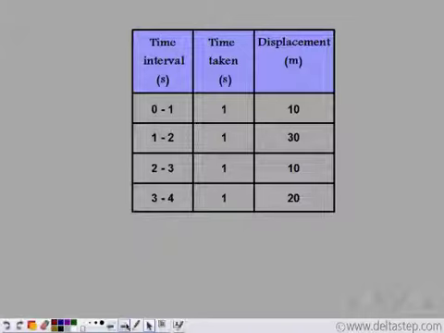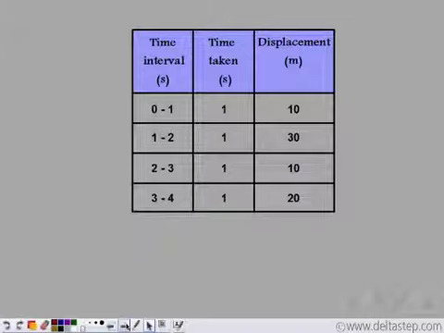So what do you observe here? Here we observe that the direction is always positive. That is, as we had seen also in the video, the boy always traveled in the rightward direction. So the direction of displacement is the same. However, the magnitude of displacement varies. That is, in this case, the magnitude of displacement is 10. In this case, the magnitude of displacement is 30. Here it's 10 and here it is 20.